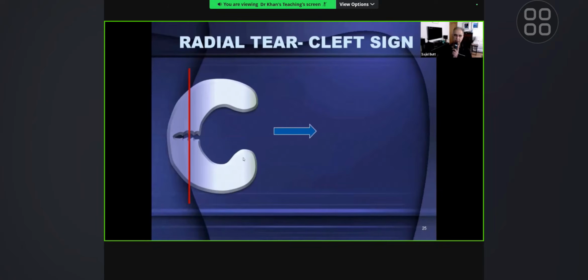If you did that in the sagittal plane, you will have the normal anterior horn, then you'll have the missing meniscal tissue, and then you'll have the normal posterior horn. So it should have been a bow tie here, but you've got the meniscal tissue only at the front and at the back, and here it's a missing meniscal tear.